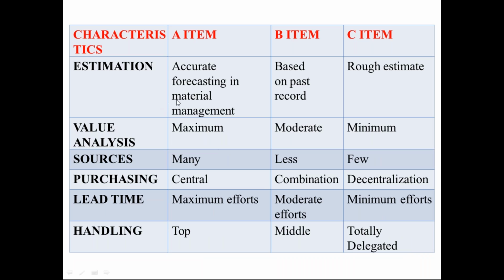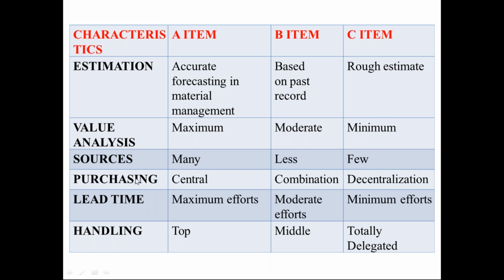Now the estimation for A item, accurate forecasting in material management is needed, and for B item, based on the past record, we can make the estimation, and for the C item, we just make a rough estimate. Similarly, value analysis for A item, we are making it maximum. For B item, moderate value analysis is being done, and for C item, the minimum value analysis. For sources, for A item we need maximum or many sources identified. Similarly, for B, fewer sources are identified, and for C item, very few sources are being identified.